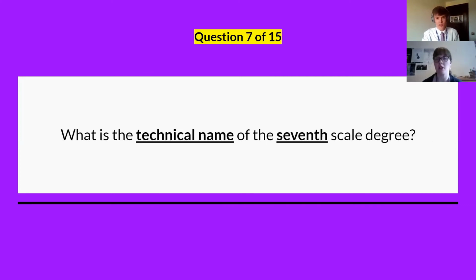Question number 7. What is the technical name of the 7th scale degree? As in the last quiz, we had the dominant for number 5. What is the 7th scale degree?